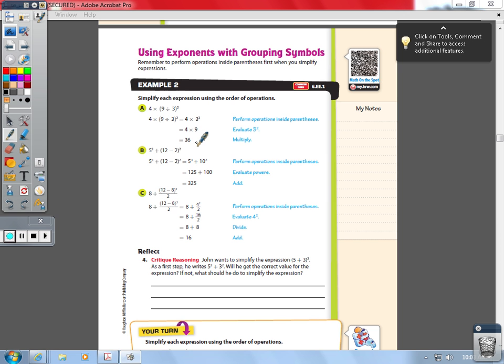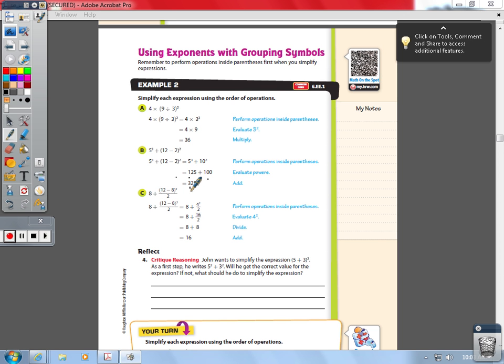So the next example, 5 cubed plus, and then in parentheses, 12 minus 2, squared. First we do 12 minus 2, and we end up with 10. So we have 5 cubed plus 10 squared. Then we do both the powers starting from left to right. 5 cubed equals 125. 10 squared equals 100. So we have 100 plus 125, which gives us 225.